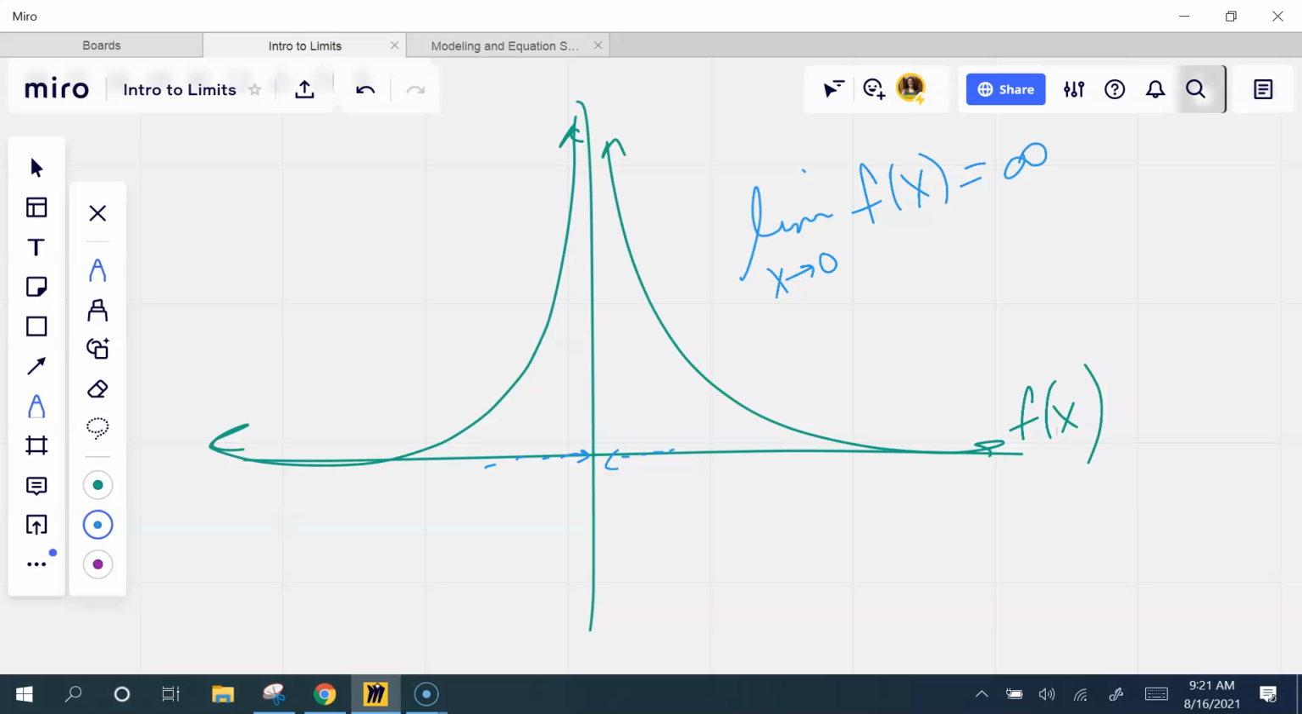It's going towards 0, but it's also going. Yes, there's an asymptote there, right.